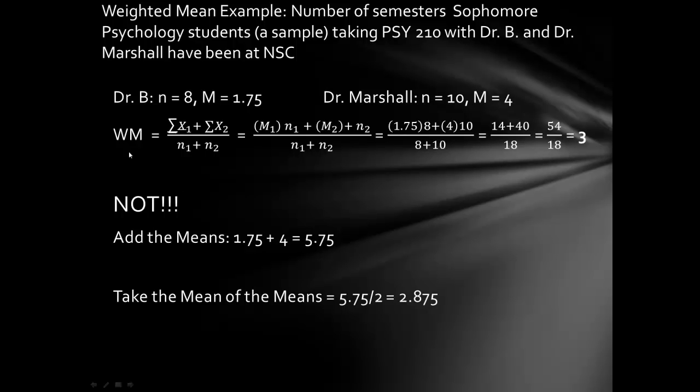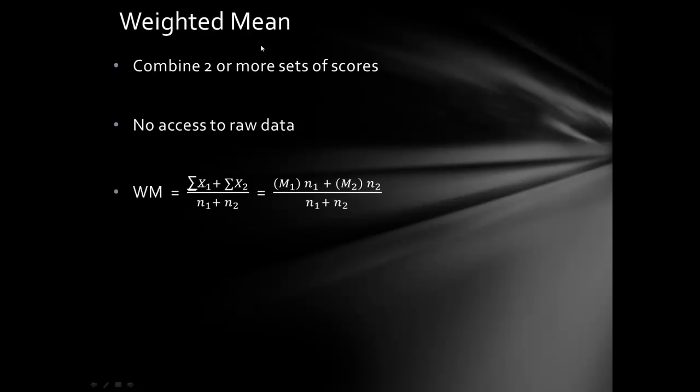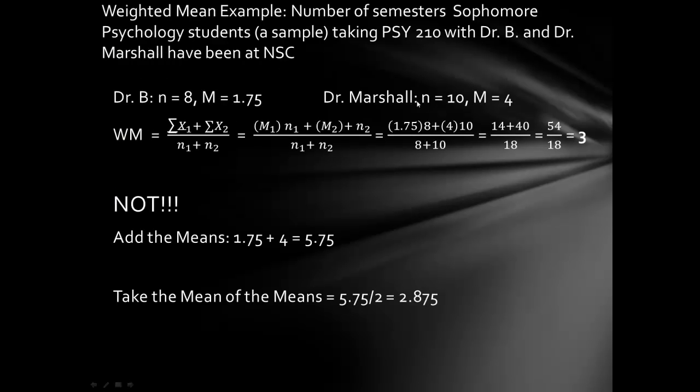If we look at this, we have the original formula and then the formula that's broken down when you don't have access to the sum of x. So you just plug in what you have. And these little subscripts just represent the first sample and the second sample. Now, real quick, the weighted mean can be used for as many sets of scores as you have. If you had 3 sets of scores, you would just have m1 times n1 plus m2 times n2 plus m3 times n3, and then divided by n1 plus n2 plus n3, however many samples you have. But for our purposes, I'm only going to ask you to find the weighted mean for 2 sets of scores. So that's what our example looks like.